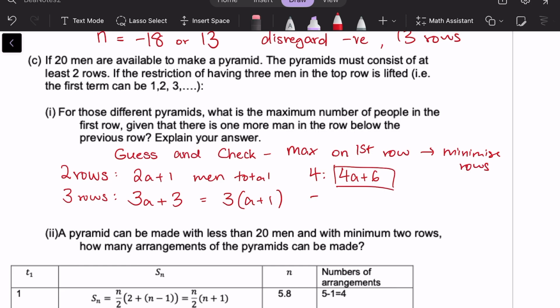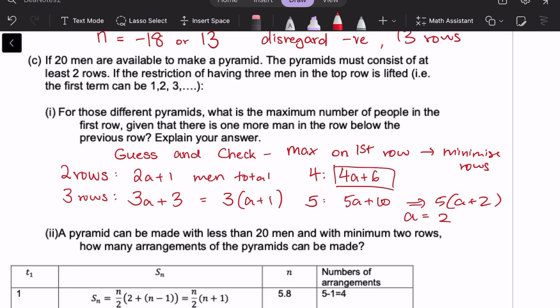So I'm going to try 5 rows. 5A plus 10 gives that. So A can equal 2 to get 5 times 4 equals 20. So the maximum number of men in the first row is 2. It's not a very elegant solution, but I couldn't find anything better. And it should be valid because we did explain our answer.